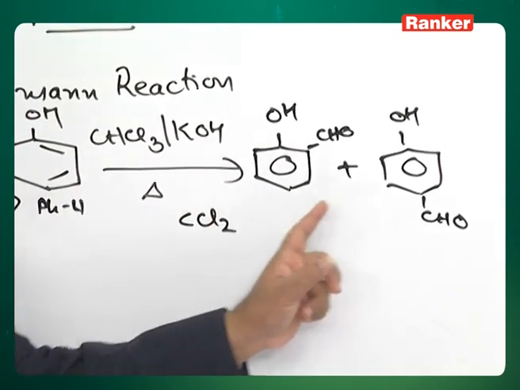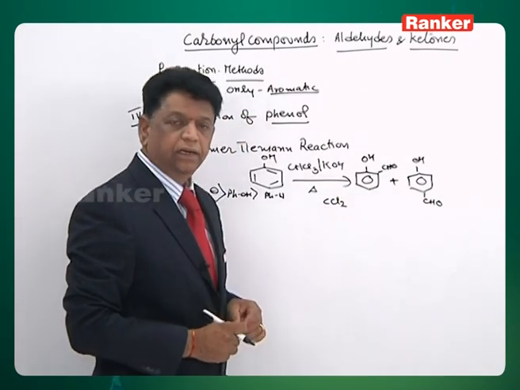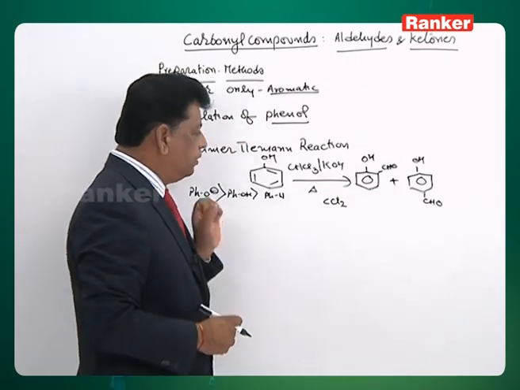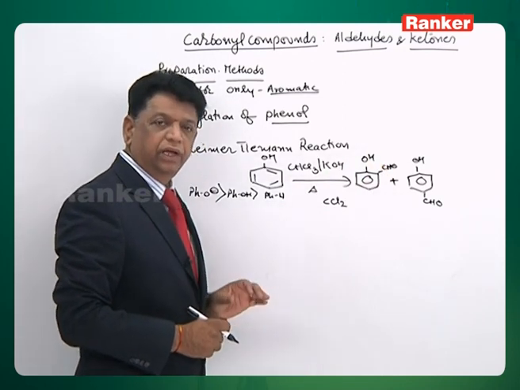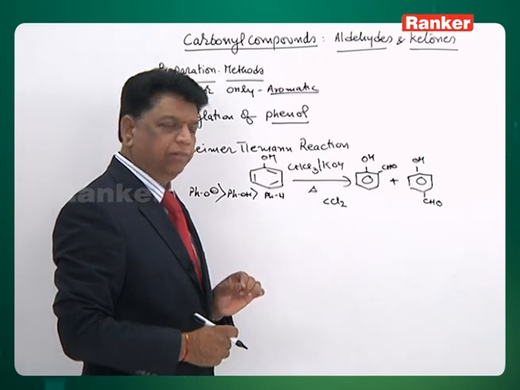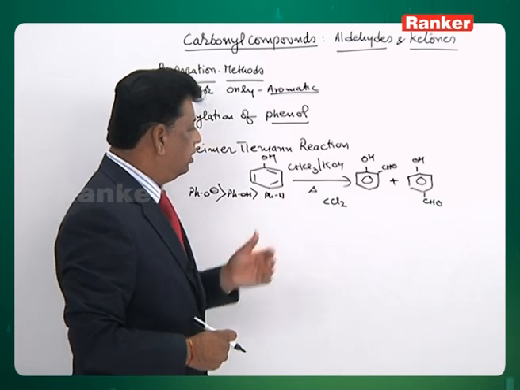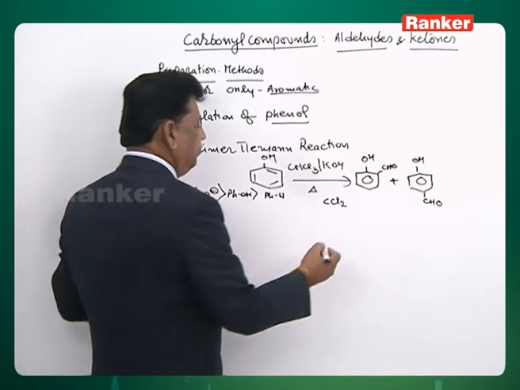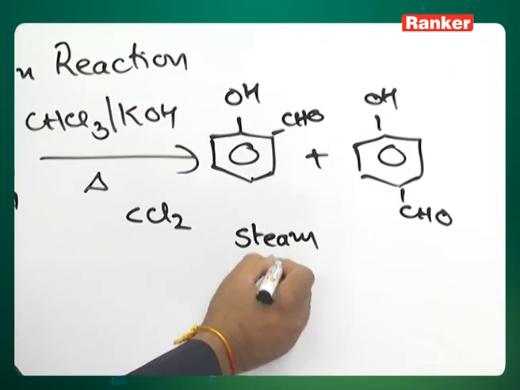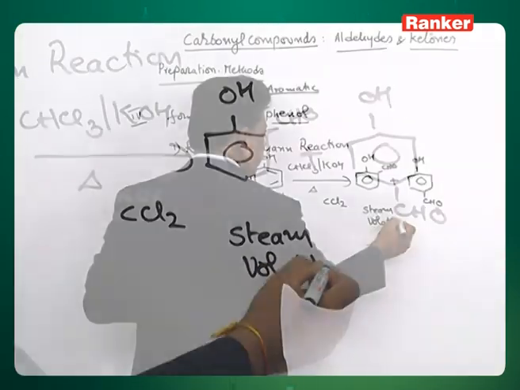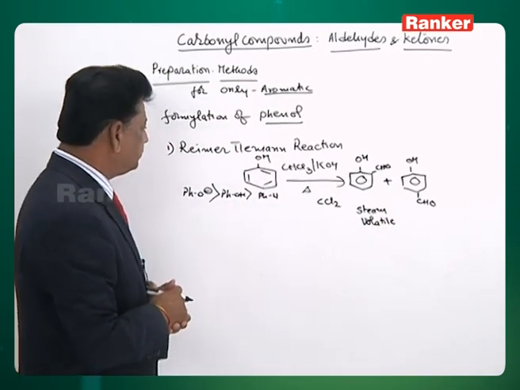I said the mixture can be separated not by ordinary distillation, but with steam. When you send the steam, the ortho isomer, because of intramolecular hydrogen bonding, has a slightly lower boiling point, and therefore it can be distilled over the para isomer. So, the ortho isomer is steam volatile. Therefore, it can be separated from the mixture of these two isomers.